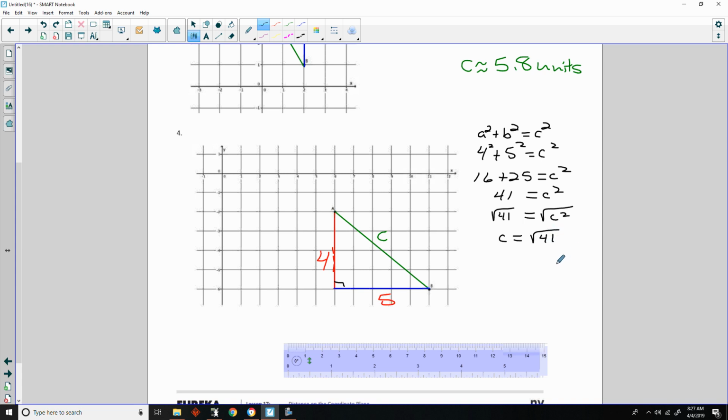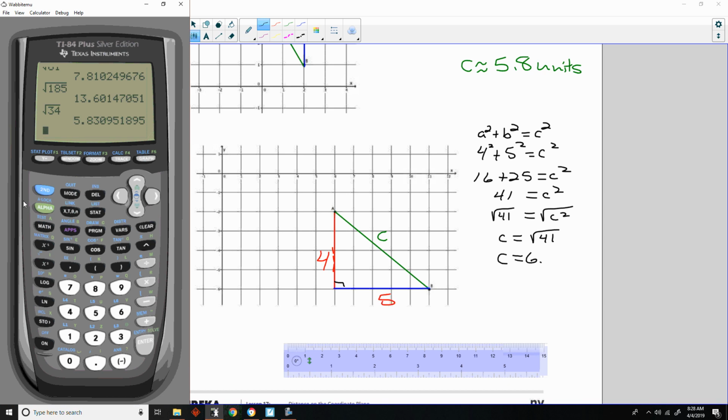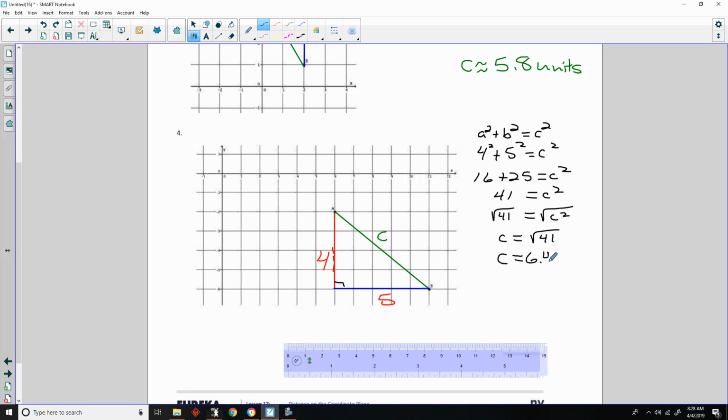Okay. That's between 36 and 49. It's close to both, so I'm going to say it's probably 6 point something. And I'd say around 6.5 as an estimate because it's halfway in between. But let's take a look. The square root of 41 is 6.4. Okay, so there it is. And I wrote equals again. I don't want to write equals. I want to write C is approximately 6.4 units.